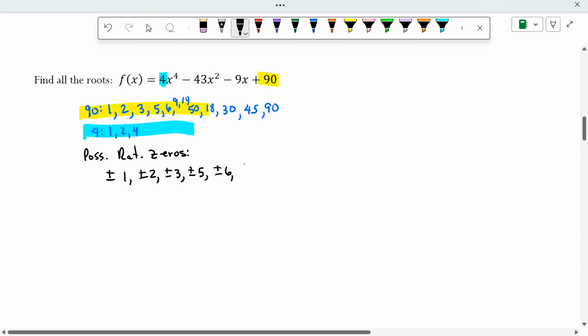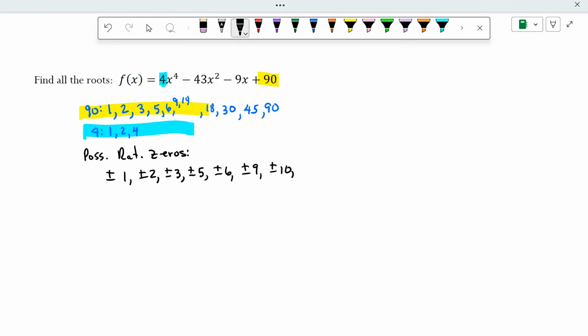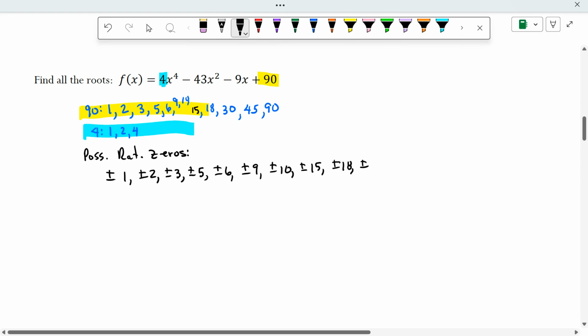So plus or minus 6, plus or minus 9, plus or minus 10, plus or minus, why did I write 50? I wanted 15. That should be 15. Oh my goodness. Plus or minus 15, plus or minus 18, plus or minus 30, plus or minus 45, plus or minus 90. Just realize this is a larger list than we would normally have.